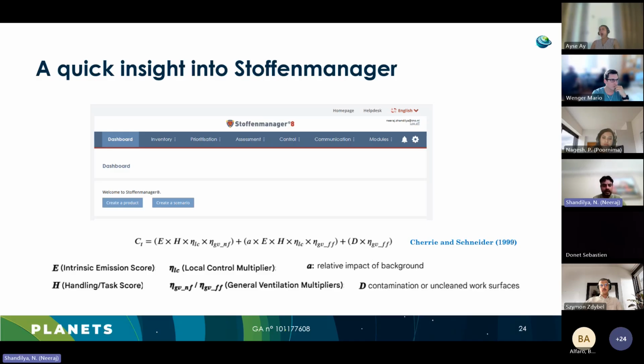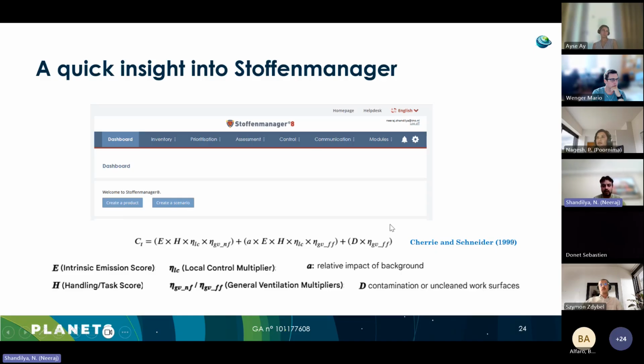One of the tools, Stoffenmanager, is very widely used. I wanted to give you a very quick insight into it. So this is the interface, how it looks. You start with a dashboard here. You create a product, meaning you define the PhysChem properties, and you create a scenario, meaning you define the process or the use conditions itself.